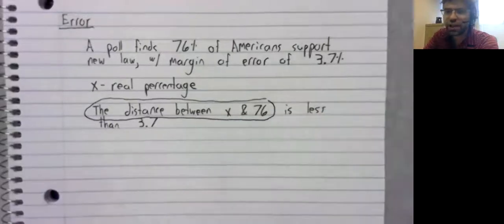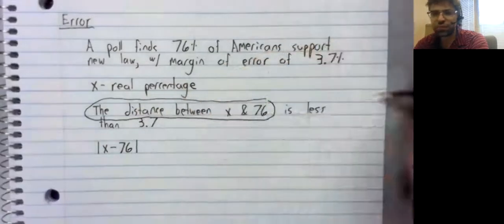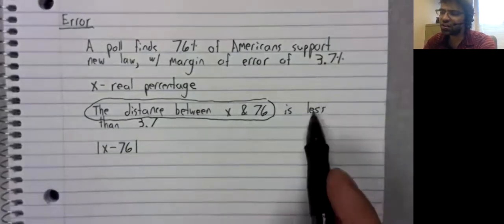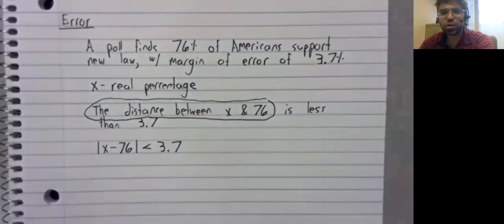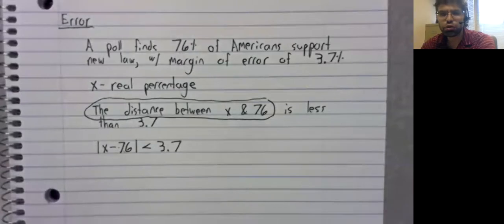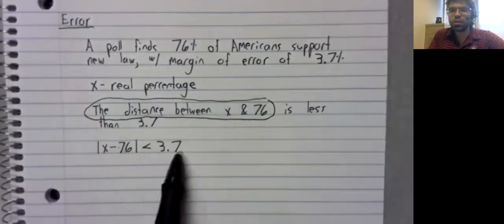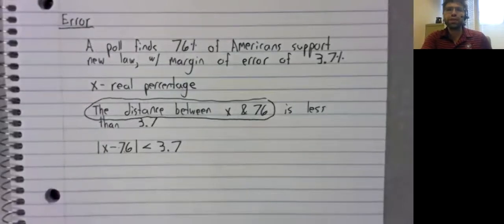The distance between x and 76 we have now seen can be written as the absolute value of their difference is less than 3.7. So here we have an inequality involving an absolute value. And we see inequalities like this a lot when we're measuring error. So in the next video, we'll discuss how to solve inequalities like this. And this is our motivation for looking at these questions.